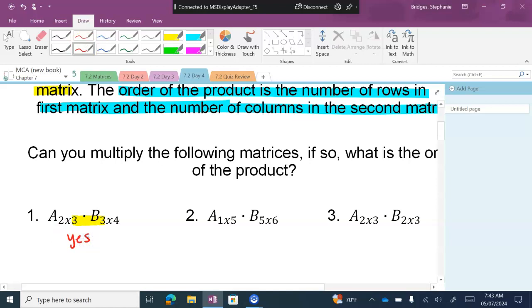And then it wants to know the order of the product, meaning what is the size of the answer of this. And again, that's going to be the leftover parts. So what size would this be? A 2 by 4. Okay, and then that'll also help us when we set this up to start multiplying and make sure we can double check what size our answer is. So go ahead and answer questions 2 and 3. Yes or no, can you multiply or not? If so, if yes, then what size is your answer going to be?